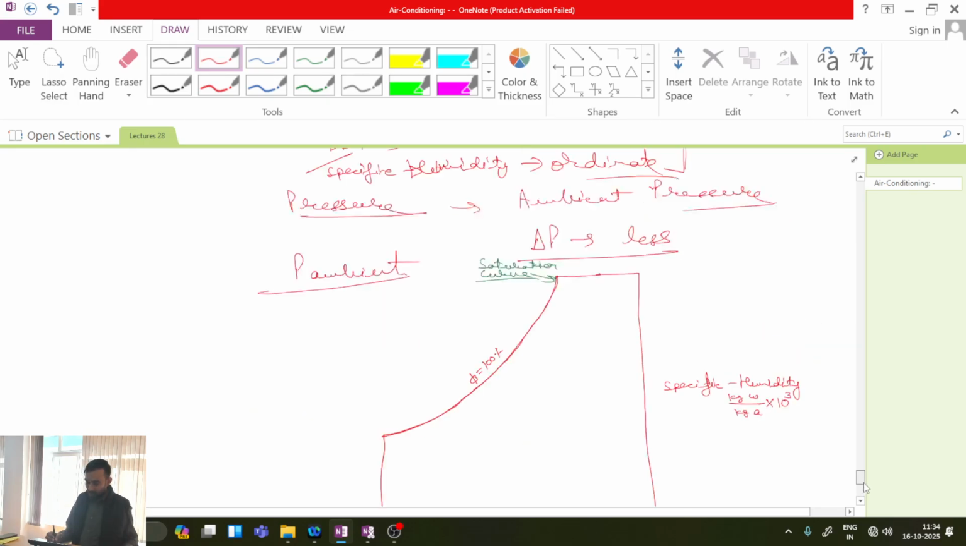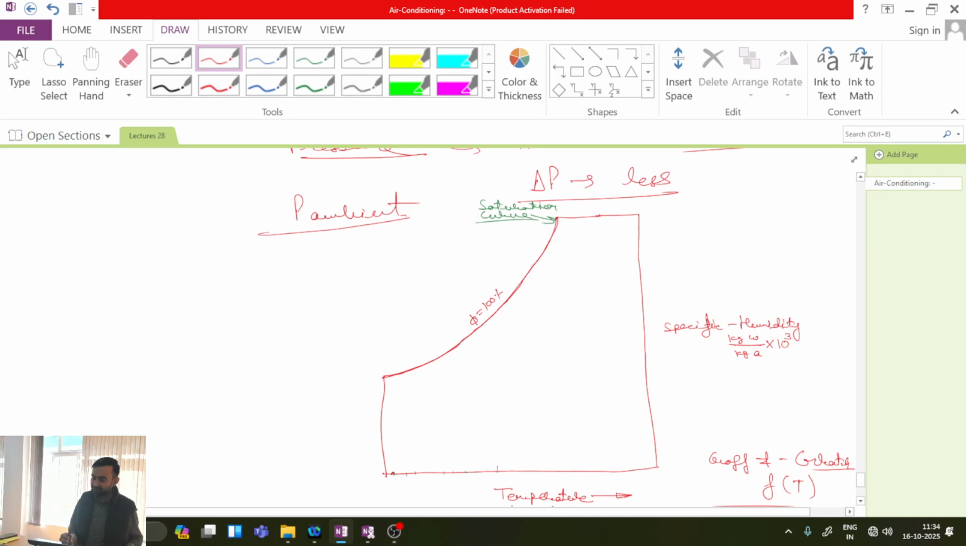So it means all these data points, when I join them, whatever line I get will be my saturation curve. Anyone is having any doubt about this?